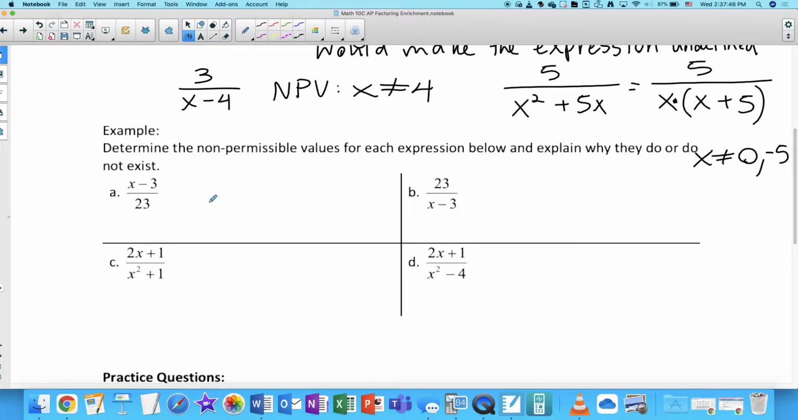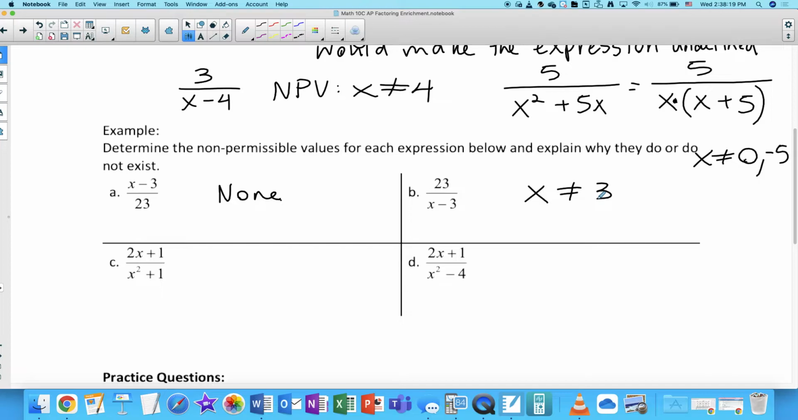It's only a problem if your variable is in your denominator. When you start panicking, going, wait, this will never be 0, it doesn't matter what x is. 23 is always equal to 23. So this has none. If we look at the reciprocal, though, 23 over x minus 3, that is going to have a non-permissible value, which is 3. So x cannot equal 3 here.